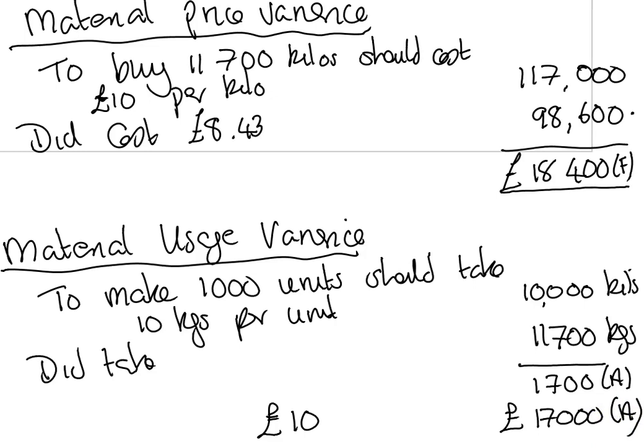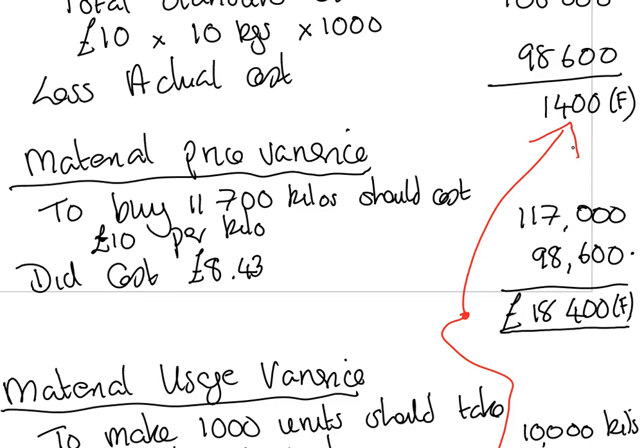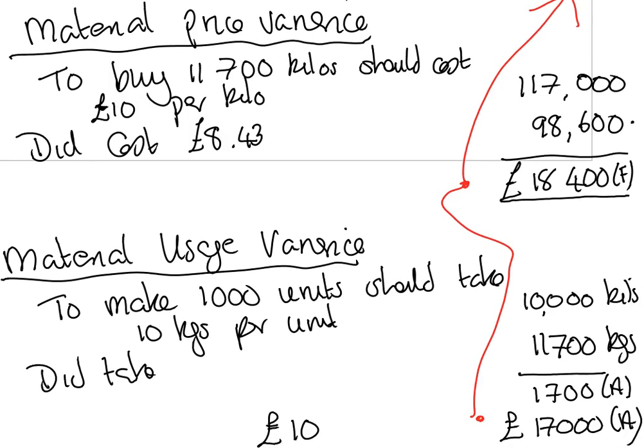So we bought more cheaply, but we actually had to use an awful lot more. So the story behind this could be that we bought a cheaper, lower quality material, and that adversely affected my usage variance. If I assess the policy as a whole, I have got my two variances. If I add those together, they will come back to my 1,400 favourable. So my overall policy of buying cheaper but less efficient materials could be said to be successful. My cheaper materials did take more to make my actual level of production, but overall I ended up with a favourable variance of £1,400.